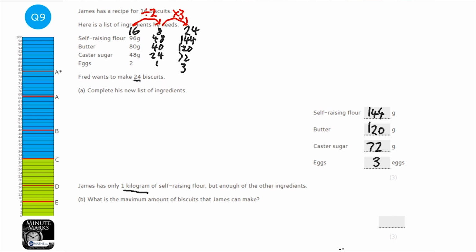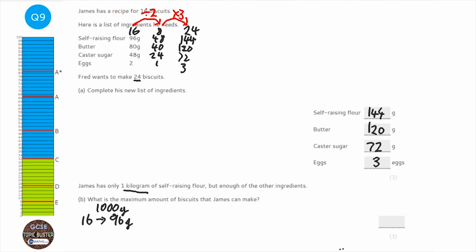Okay, the next one says I've got only a kilogram of self-raising flour, but enough of the other ingredients. So first thing to realise is that 1 kilogram is 1000 grams. And we know for 16, so for 16 we need 96 grams.